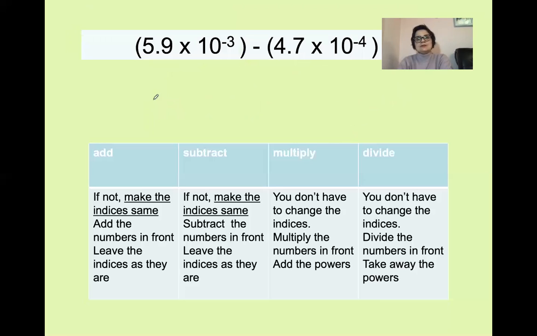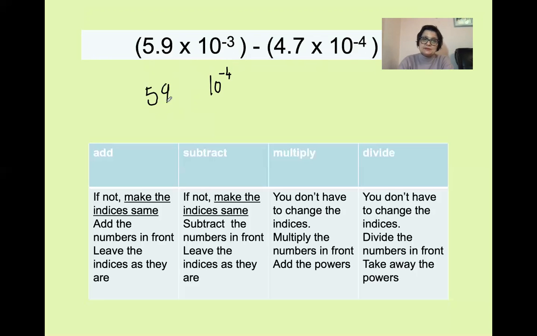Next example. Again, both numbers are expressed in standard form, but be careful here because it says 10 to the power of minus 3 and 10 to the power of minus 4. So which of them two has the highest indices? Of course, it's minus 3. So we change minus 3 to minus 4. The highest becomes the smallest. So as this one becomes 10 times smaller, this number here becomes 10 times bigger.